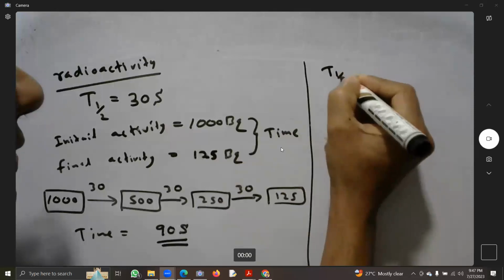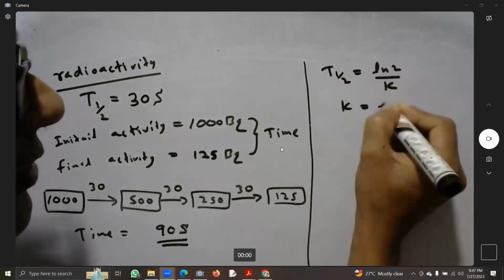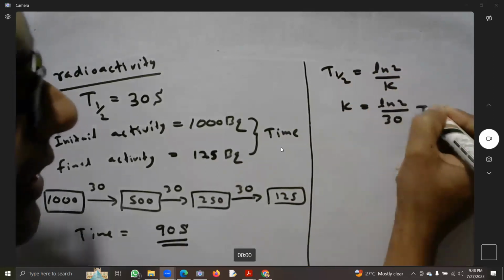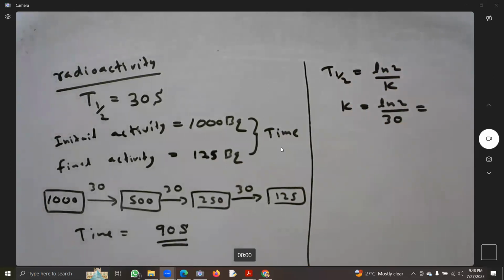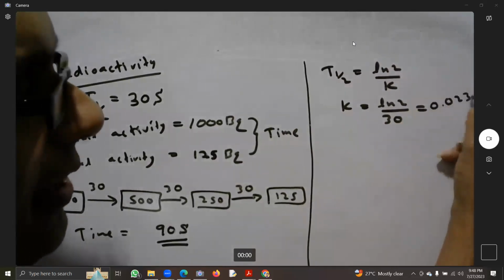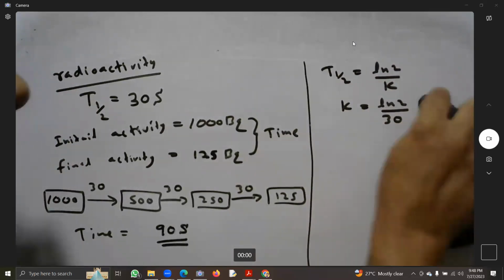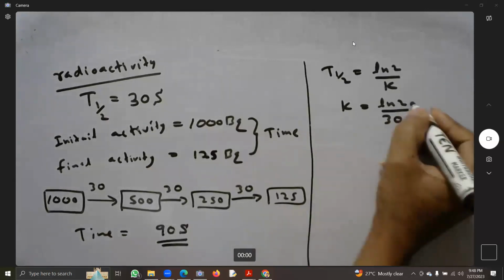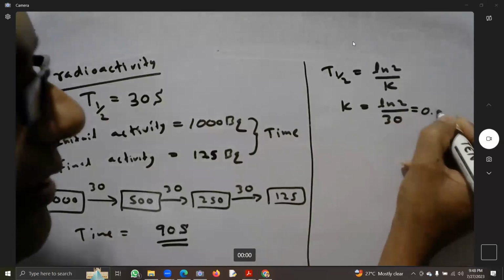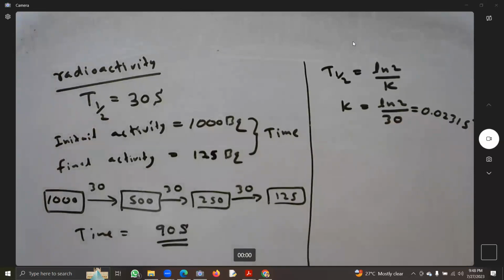I know t half is equal to ln2 divided by k. First we'll find the k. k is equal to ln2 divided by t half. So how much is the k? 0.0231. I'll just check whether this is correct. The k value is 0.0231 per second.